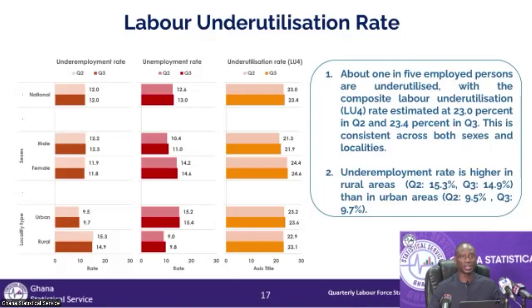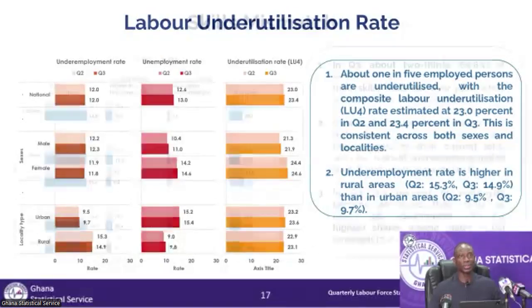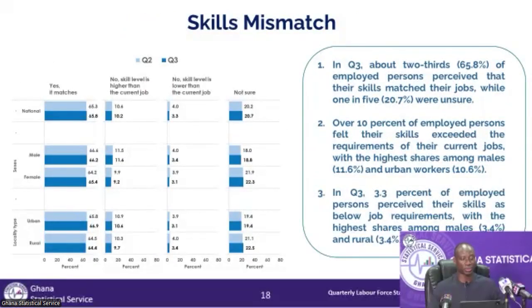Now, ladies and gentlemen, let's look at one of the new indicators we introduced in this round of survey. And here we are looking at skills mismatch. In Q3 2025, about 2/3, or more specifically, 65.8% of employed persons felt their skills matched their jobs. 1 in 5, or more precisely, 20.7% were unsure whether their skills matched their jobs.